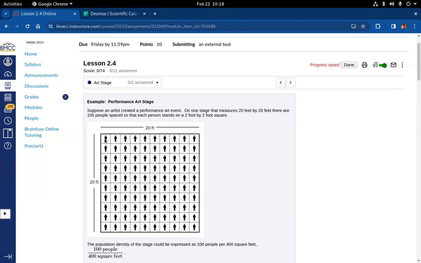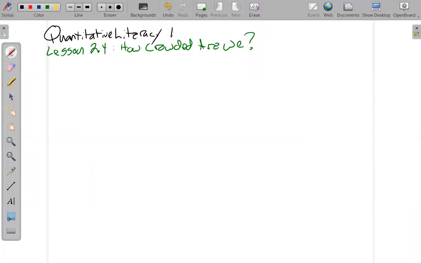And so if we have 10 people across, then that 20 feet must be split up into groups of 2. So each square someone is standing in is 2 feet by 2 feet. So that information is stated up here, and this is the illustration of it there. To calculate the population density, we just take the number of people and divide by their area. So let's make a note of that for population density.